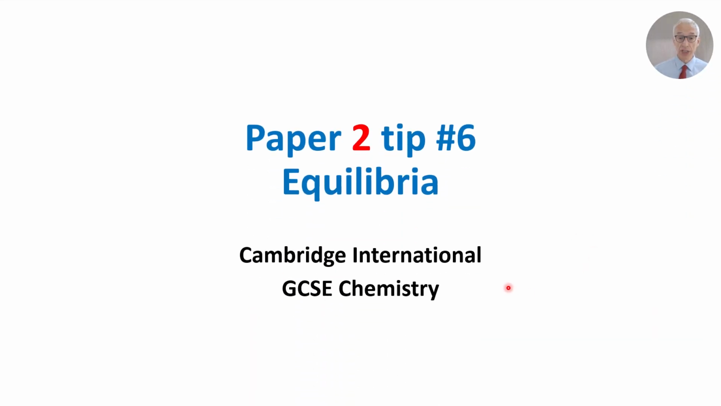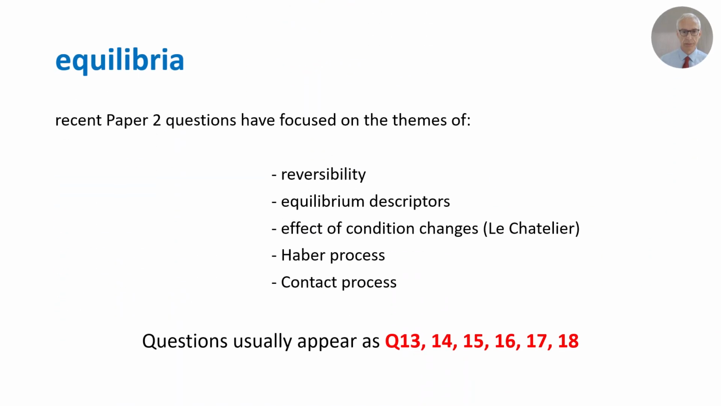Cambridge International GCSE Chemistry, Paper 2, Tip number 6, Equilibria. Paper 2 questions have focused on the themes of reversibility, equilibrium descriptors, the effect of condition changes, that is Le Chatelier's principle, the Haber process and the details of the contact process. Questions usually appear in the range questions 13 to question 18.